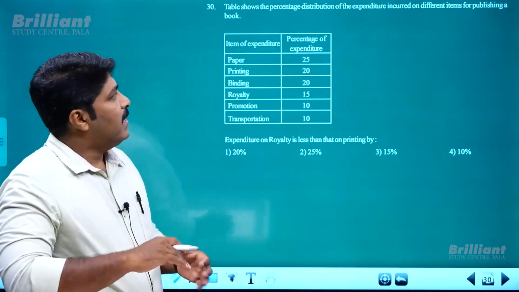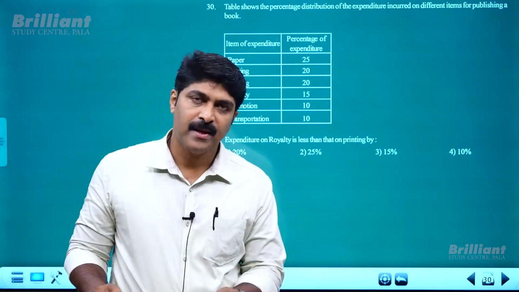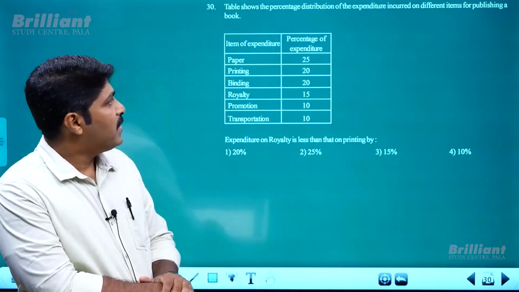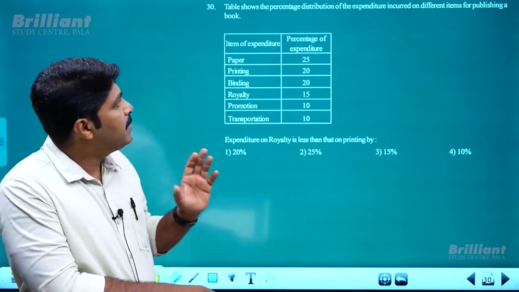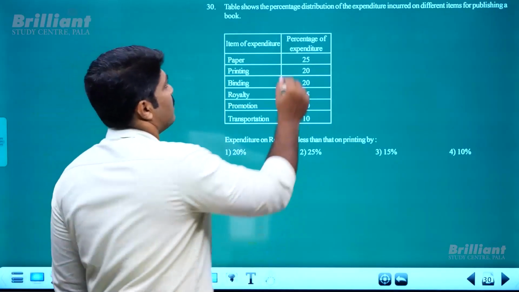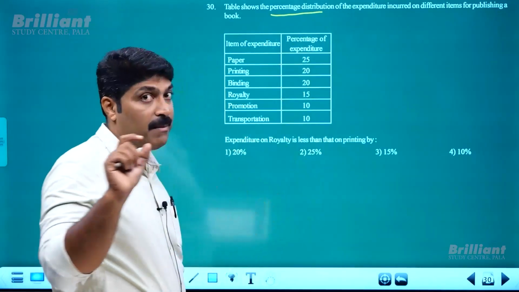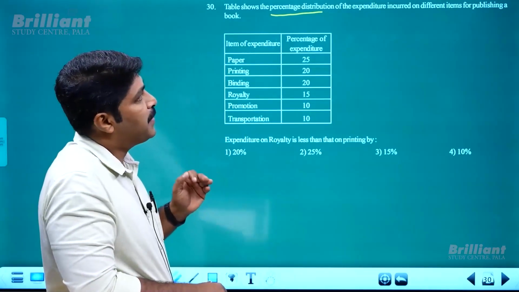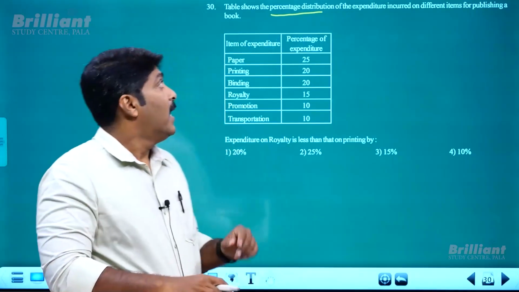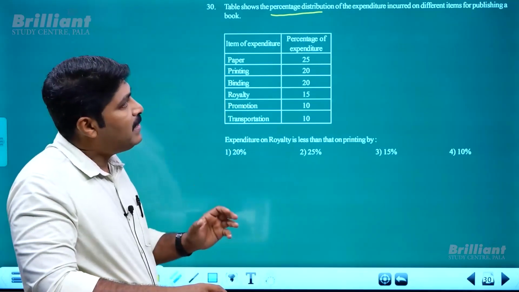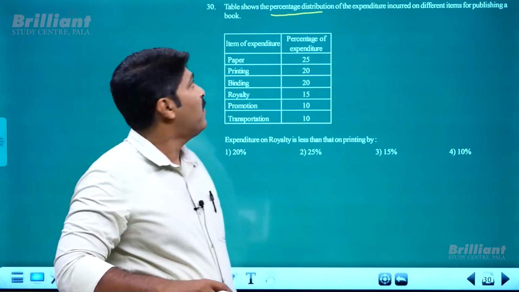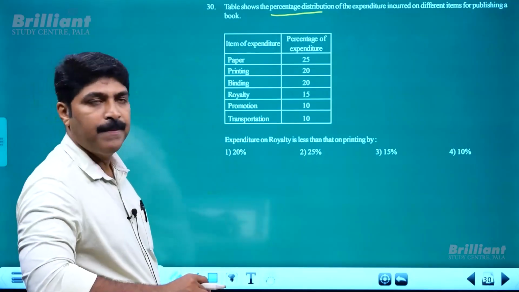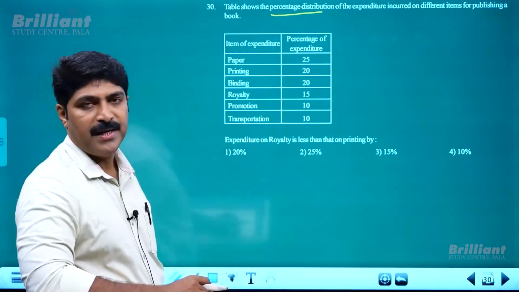It's basically a data interpretation type question. But understand here, this data contains exactly 1 question. So understand the data properly. Table shows the percentage distribution, percentage distribution, not number. While reading the data, interpreting the data, those types of details we have to consider seriously, right? Percentage distribution of the expenditure incurred on different items for publishing a book. So here are the different heads or items, and their percentage distribution.